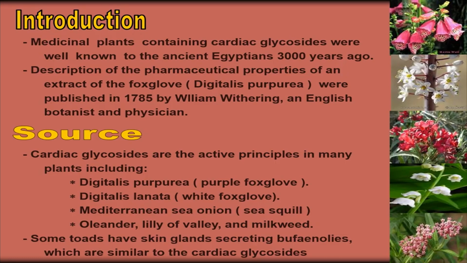Cardiac glycosides are the active principles in many plants including Digitalis purpurea, Digitalis lanata, Mediterranean sea onion or sea squill, which grows in the Mediterranean Sea in Cyprus and is used as a fomentation for treating arthritis as a folk medicine, oleander, lily of the valley, and milkweed. However, some toads were found to have skin glands secreting bufadienolides, which are similar to cardiac glycosides, so it is not considered nowadays as a botanical agent only.